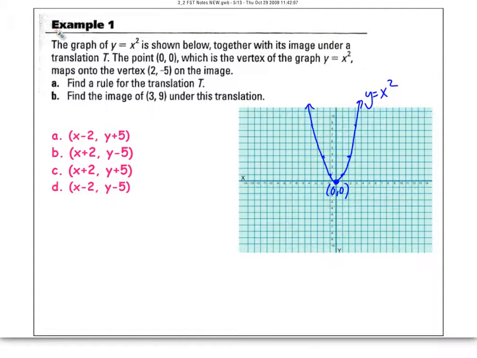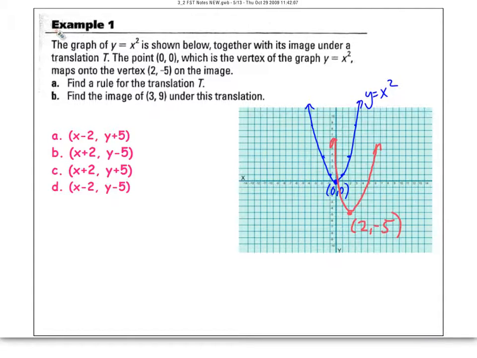Okay, let's look at a graph. The graph of y equals x squared, which is the parabola at the right, is shown with its image under the translation. I'm going to actually sketch this image, so let's look at it. It says the point 0, 0, which is the vertex of this graph, maps into the vertex of 2, negative 5. So let's graph 2, negative 5, which is right here. That's the new vertex of it, so we'll just do a quick sketch. And I'm going to label 2, -5.